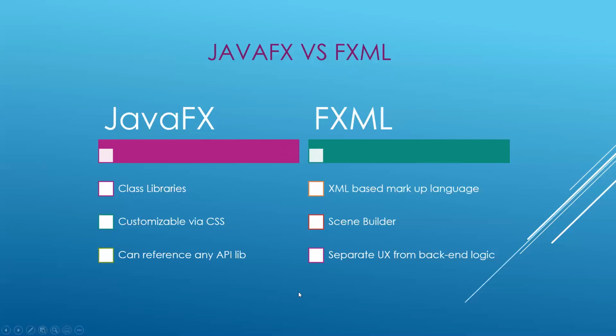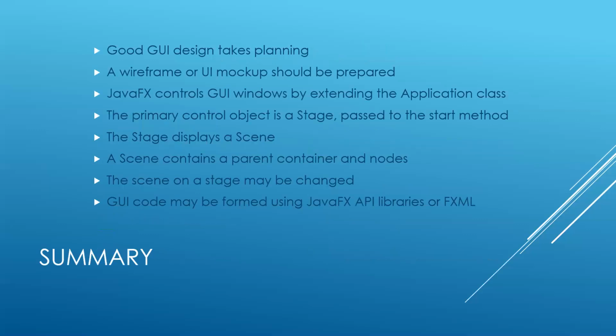With the old Swing libraries, things were all built together. So let's look at both. Before we look at them, let's review. Whenever you're designing a graphical user interface, you need to be really thinking about how things are going to be laid out. Good design is important and takes planning. A wireframe or a UI mockup is very helpful in that.